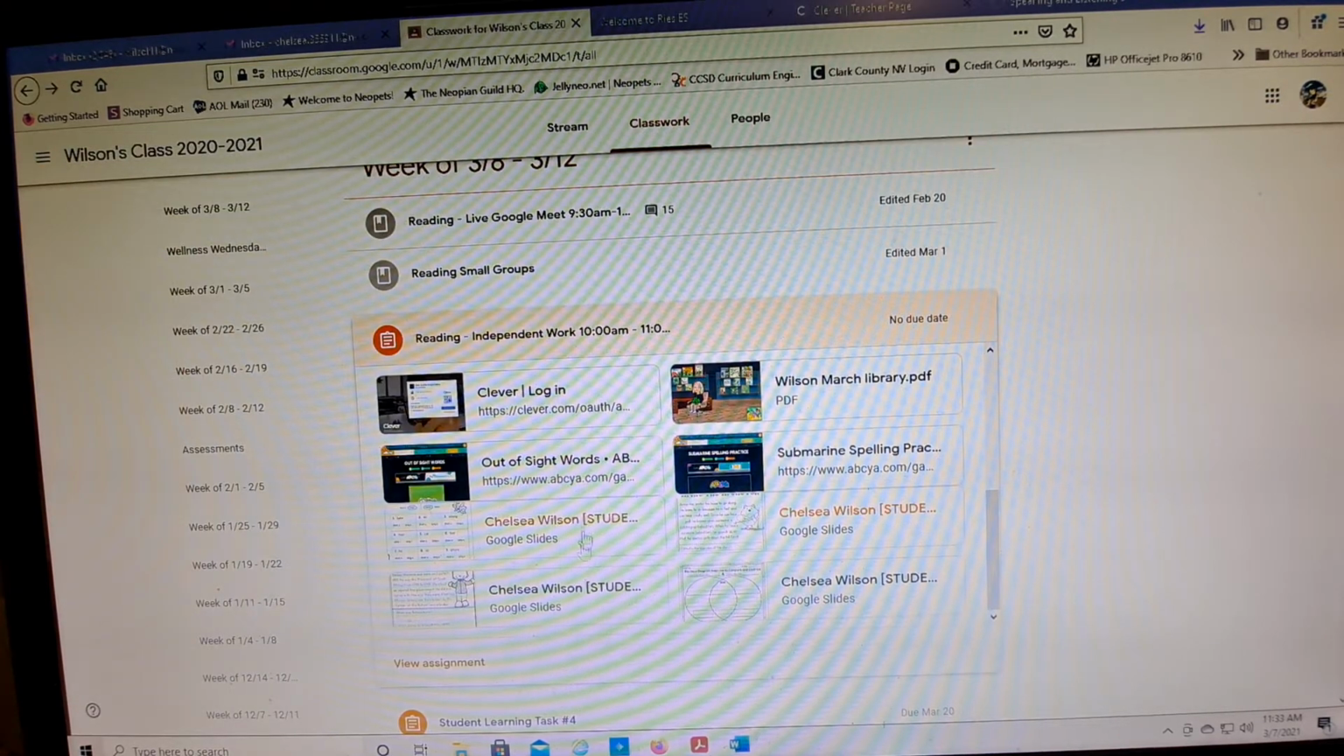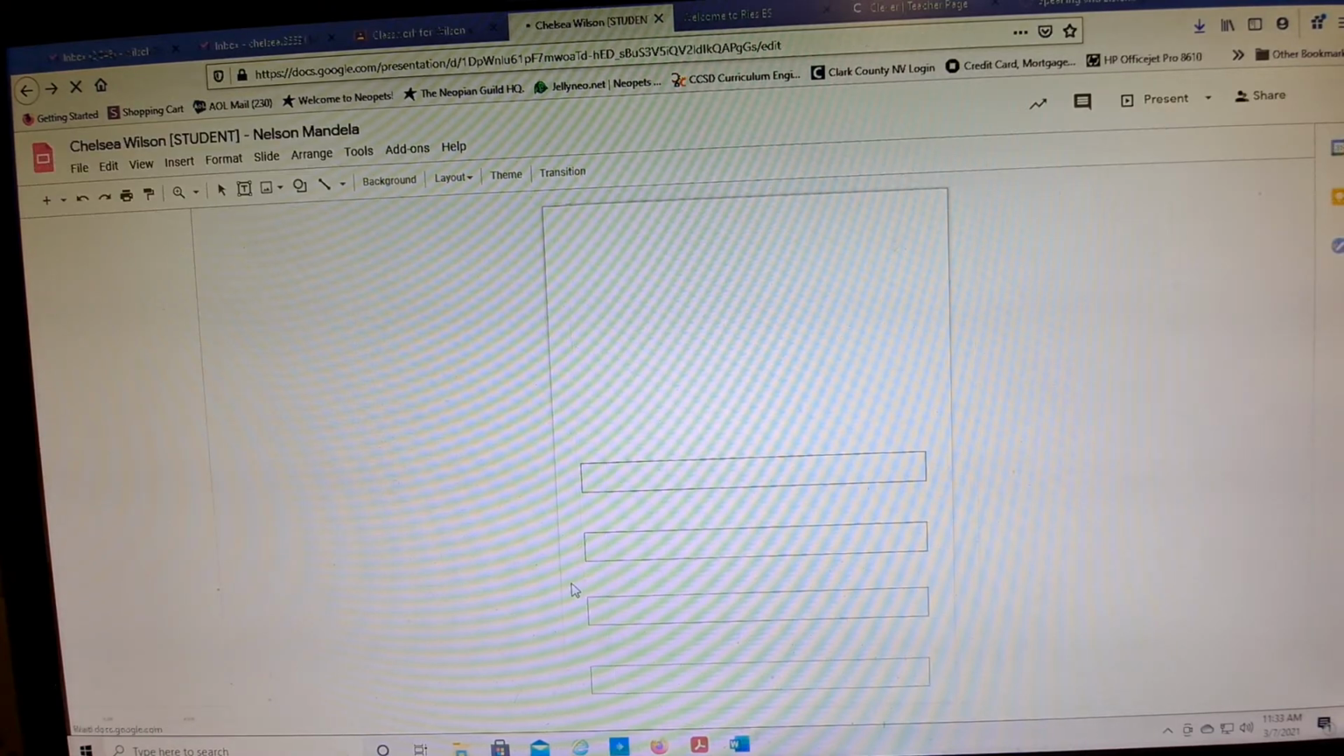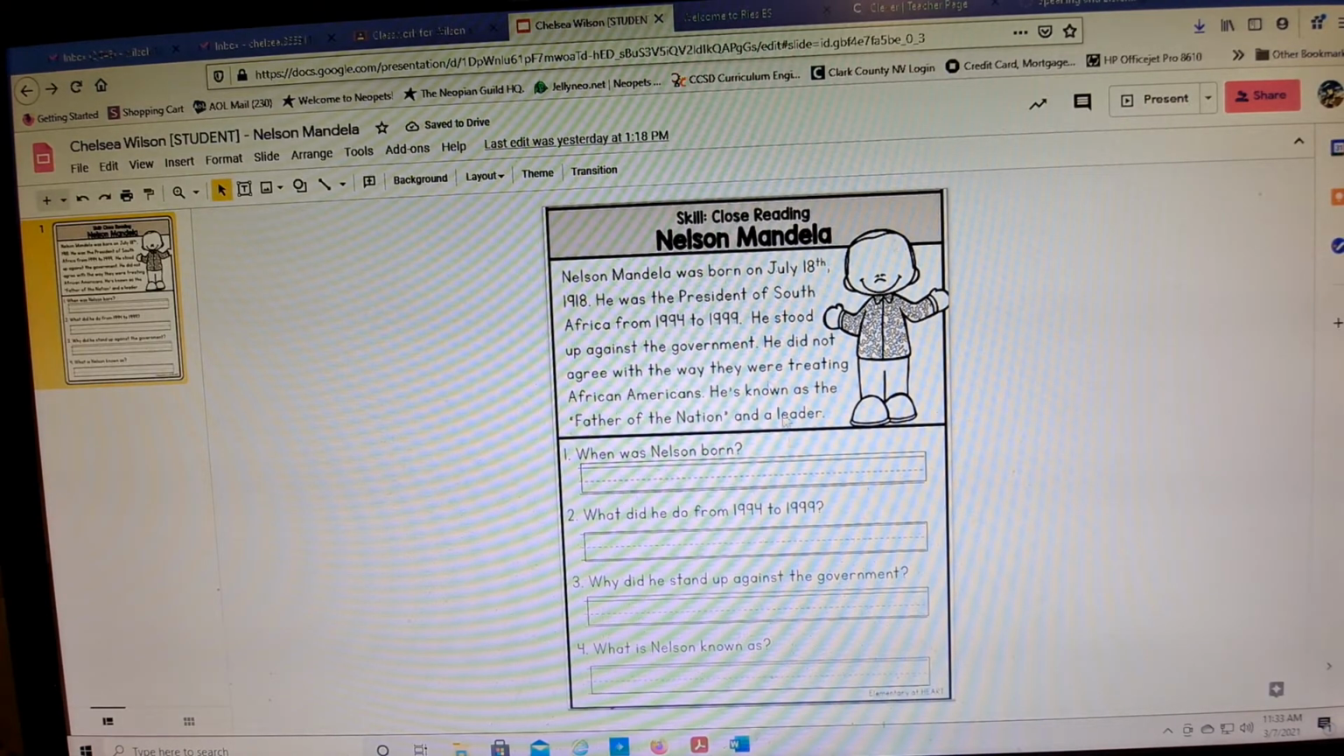So a comprehension passage is Nelson Mandela. Brief passage, and then we're going to answer the questions. And one of our other students actually had Nelson Mandela for their Person for Black History Month. So we've learned a little bit about him. And then this passage kind of will teach us a little bit more.